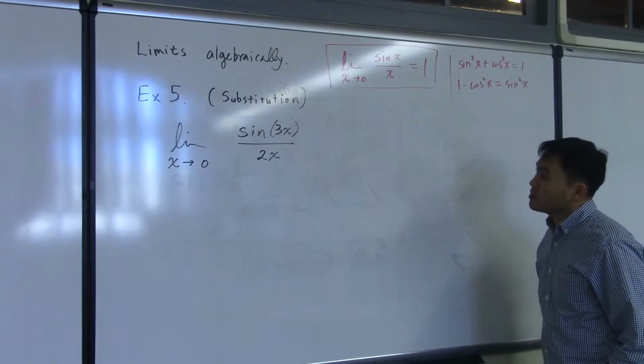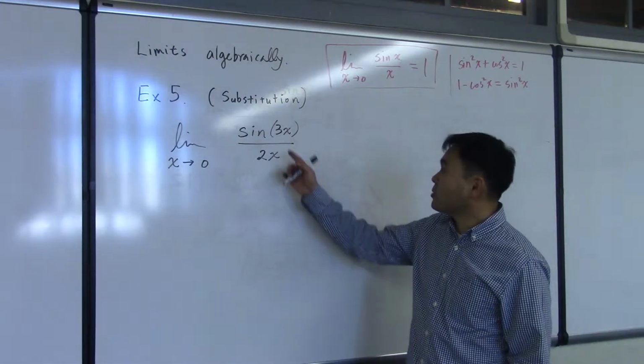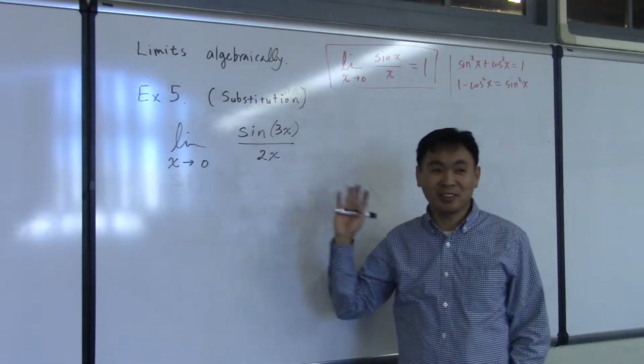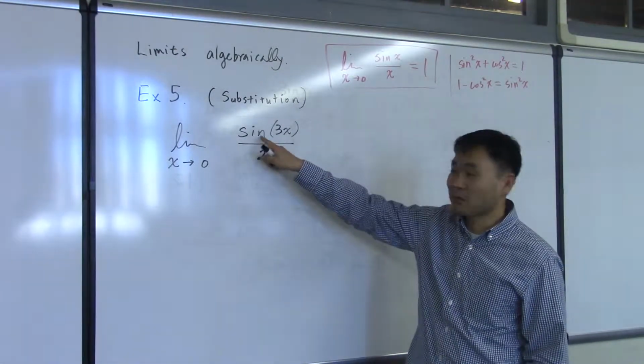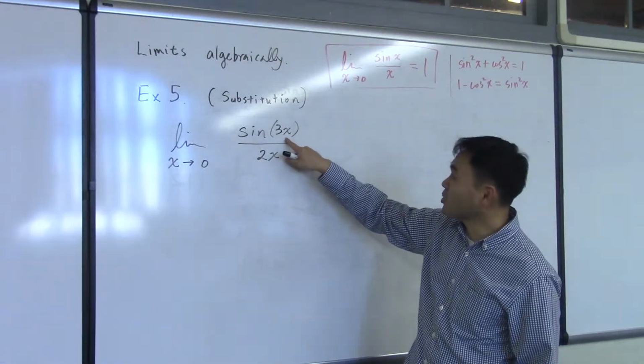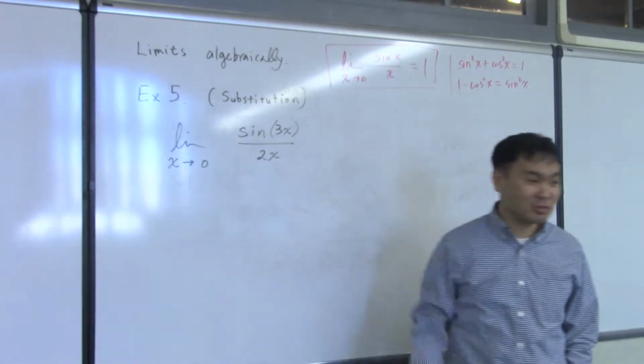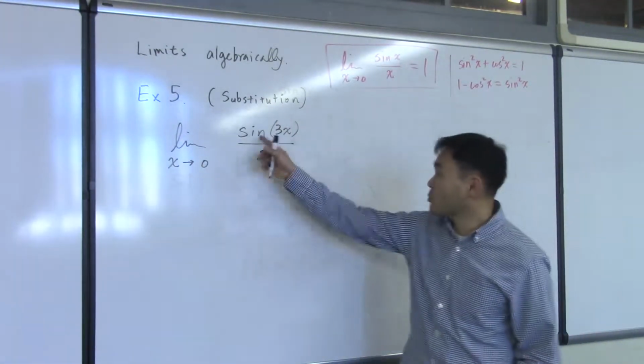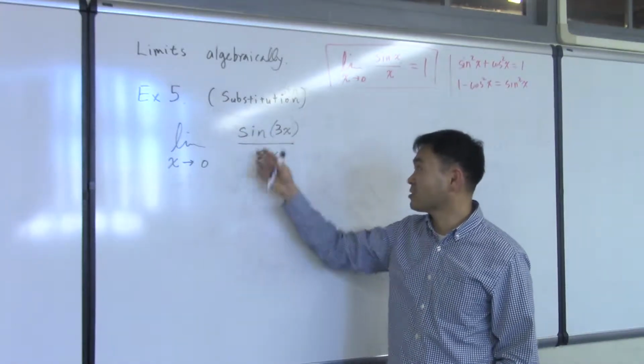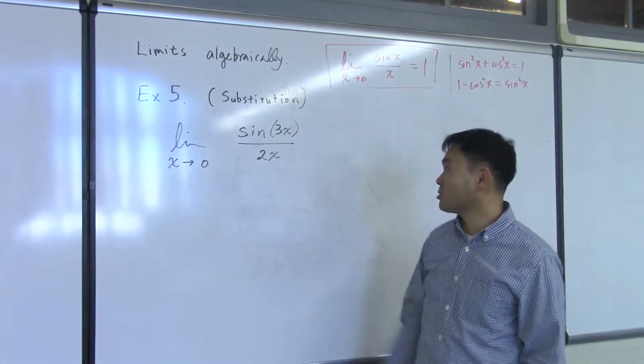It's very tempting to move the 3 outside, but that's not allowed, right? For a sine function, you can't do that. In fact, for most functions, you're not allowed to bring numbers like this outside. So this sine 3x is totally different from 3 sine x.